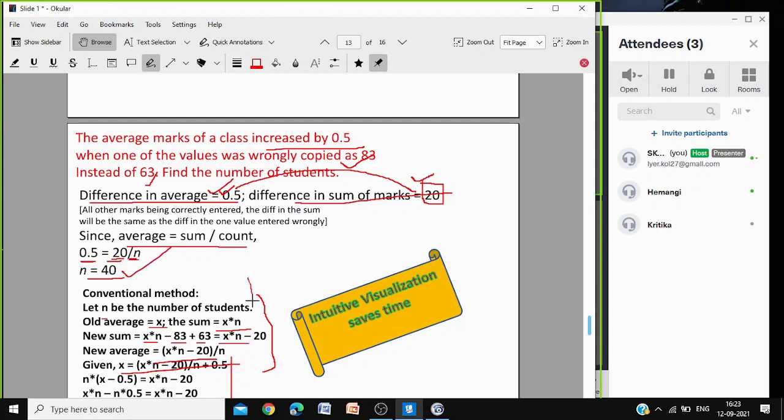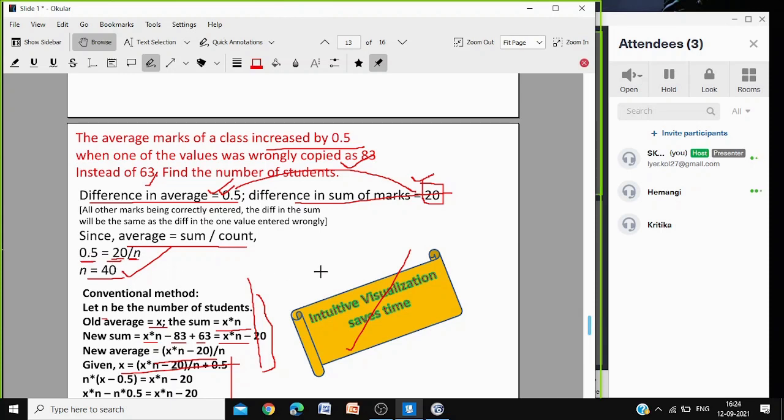So average 0.5 is equal to sum 20 divided by the number of students n, so n equals 40. You don't need this roundabout method. This is what we call intuitive visualization, and it saves time. Visualize: why did I get 0.5 extra? Because the total was 20 extra. So 20 divided by the number of students should be 0.5, so the students are 40.